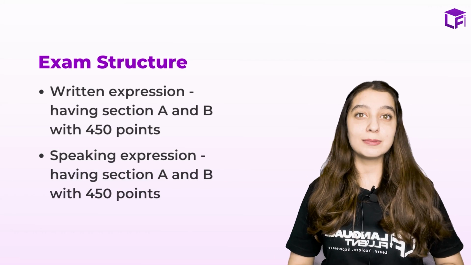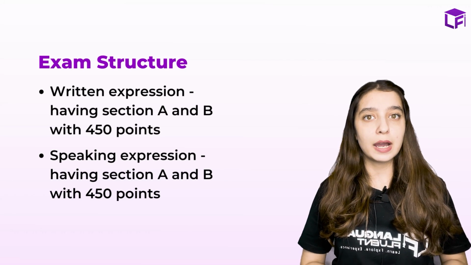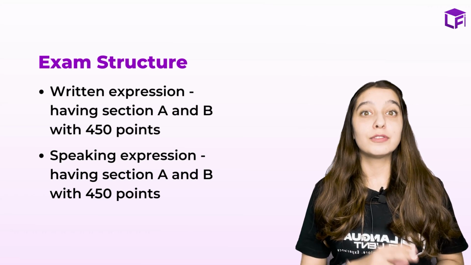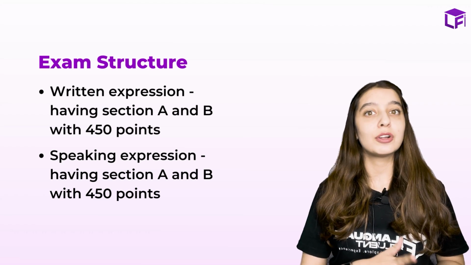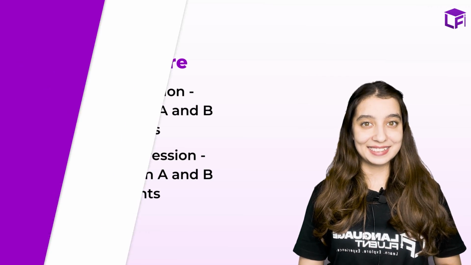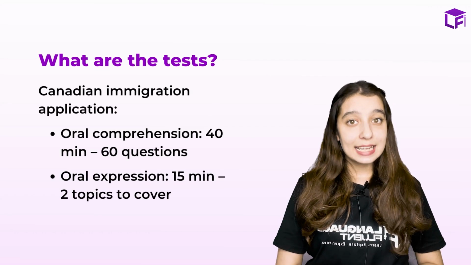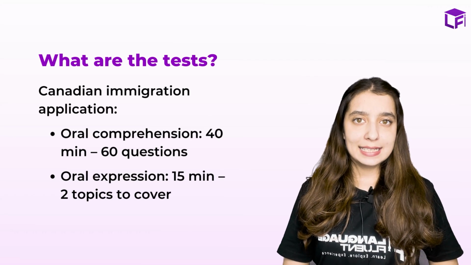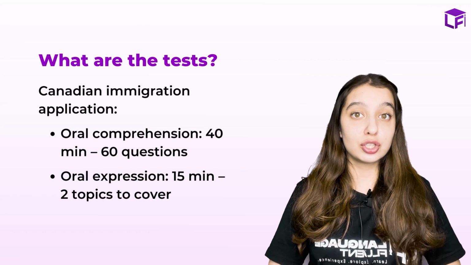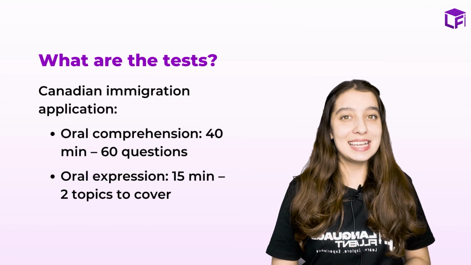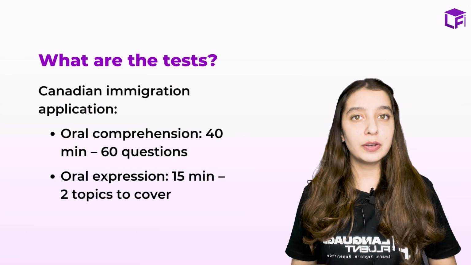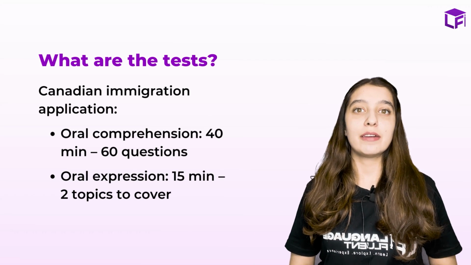Further, moving on to speaking, it is divided into 2 parts, Section A and Section B, where you'll be having 450 points, and writing follows the same pattern, Section A and Section B, 450 points. Now, let's discuss what are these exams and how much time would it take to complete each sort of the exam. Let's start.